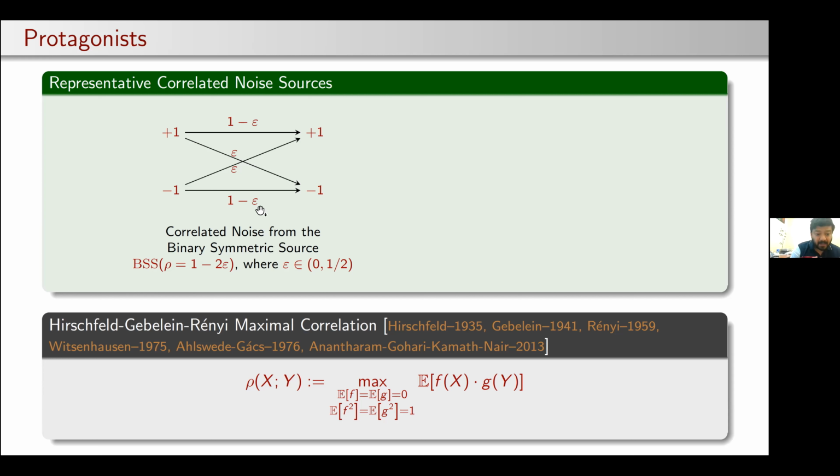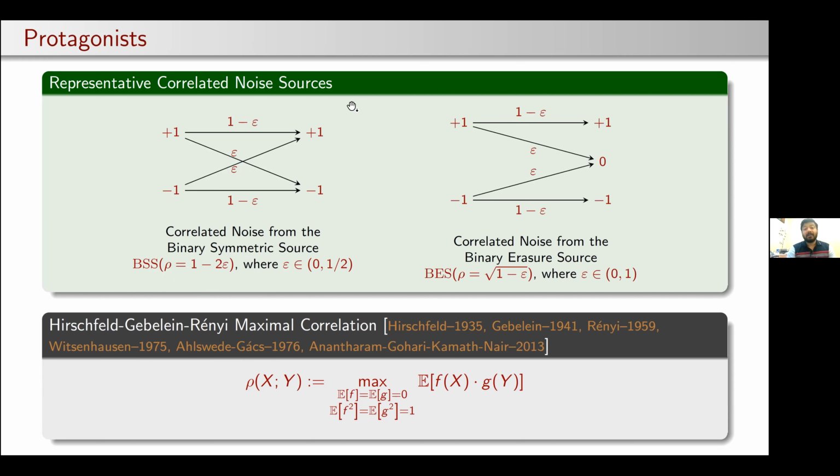the bits. The reason I'm using rho is that this corresponds to something called the maximal correlation of a joint distribution, which is a prominent quantity studied in information theory, and it will be crucial in our results as well.